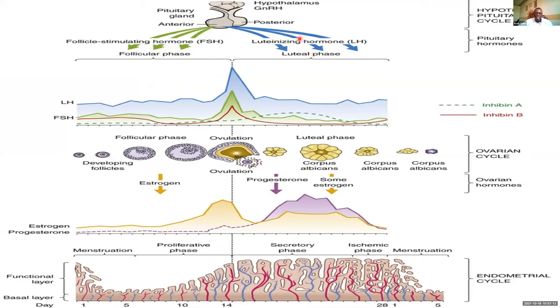I've already correlated for you the ovarian phases. We talked about the follicular phase, ovulatory and luteal phase, and how that has an impact on the endometrium. During the follicular phase, we have rising levels of estrogen, and that's responsible for the proliferative phase. Then ovulation takes place, and then you have the luteal phase. During the luteal phase, we have rising levels of progesterone, and that's responsible for the secretory phase. But as the corpus luteum involutes, the levels of progesterone go down, and so the endometrium becomes ischemic, and menstruation takes place.